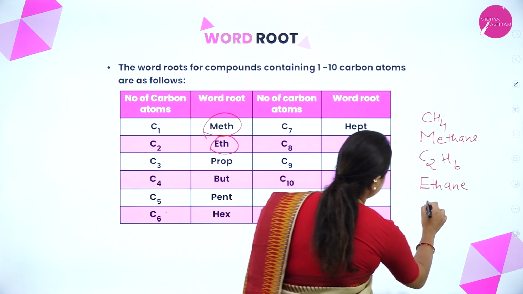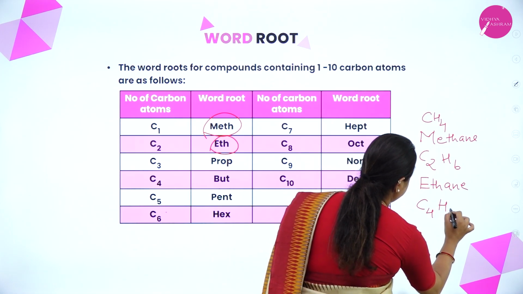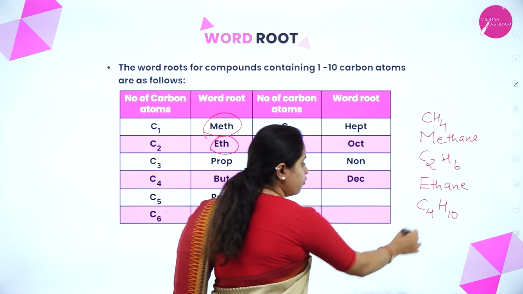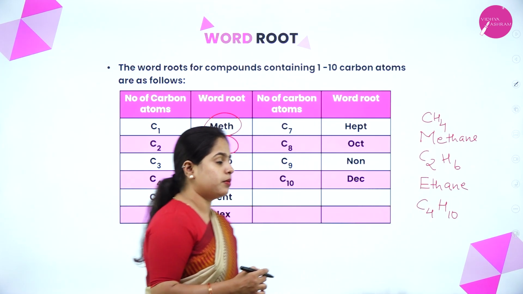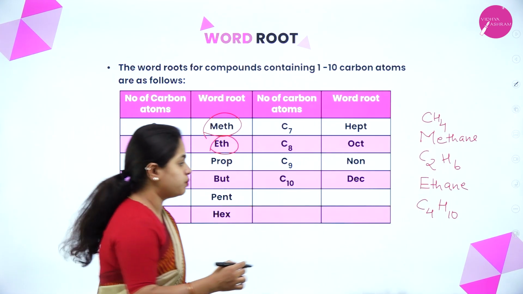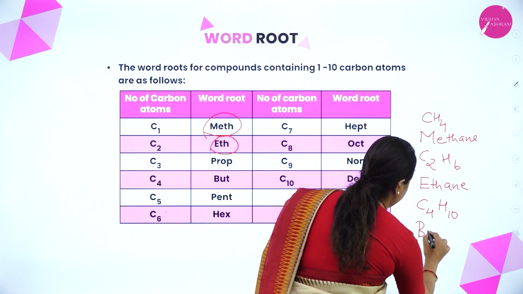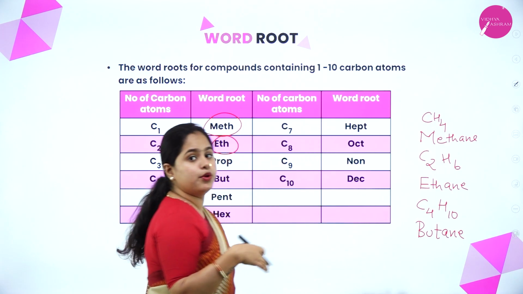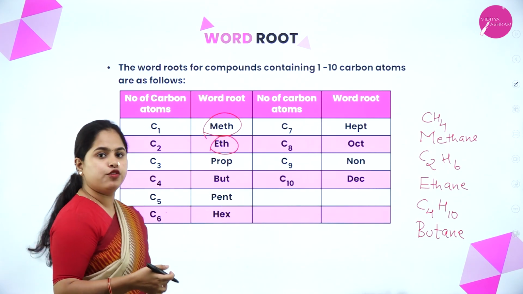Let's take another example, C4H10. How do you write it? 4 carbon atoms means the word root is but, B-U-T. As it is an alkane, the suffix is ane. It will be butane. So these are a few word roots.